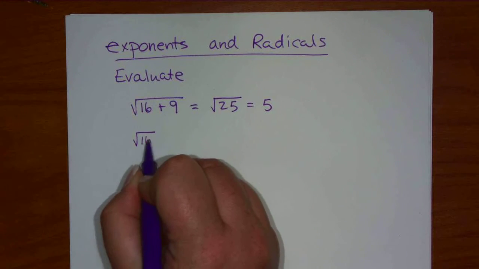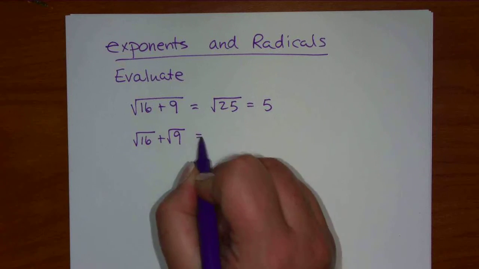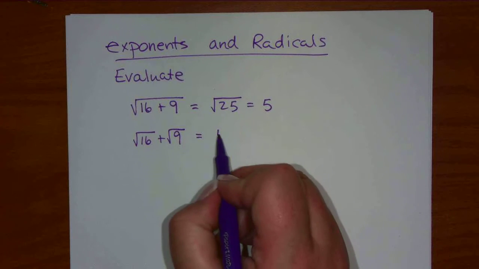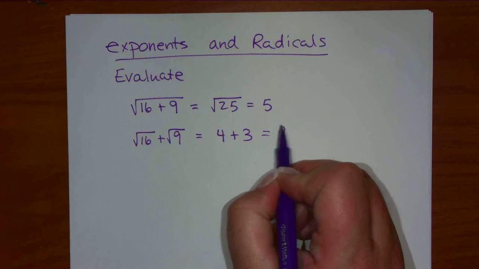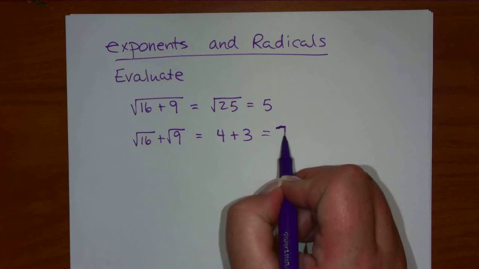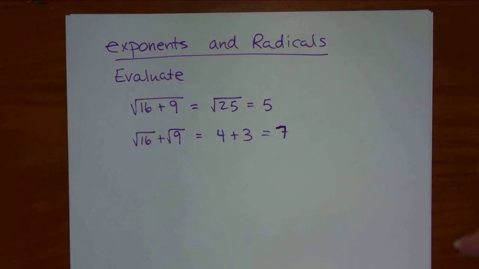This is a different question. You have to do each of them individually. So square root of 4 plus square root of 3, which is 7. Okay, those are two different questions. Okay, so be careful of that.